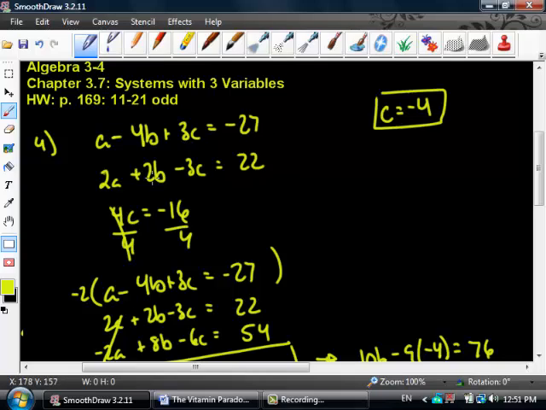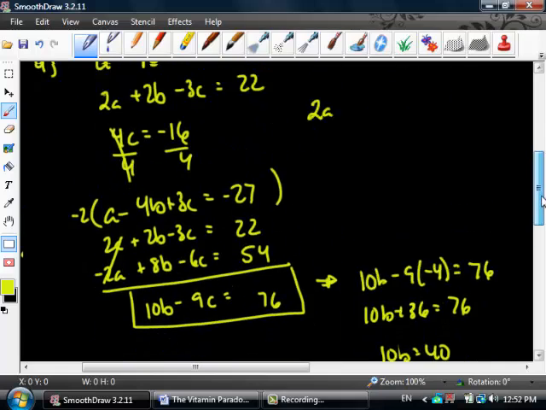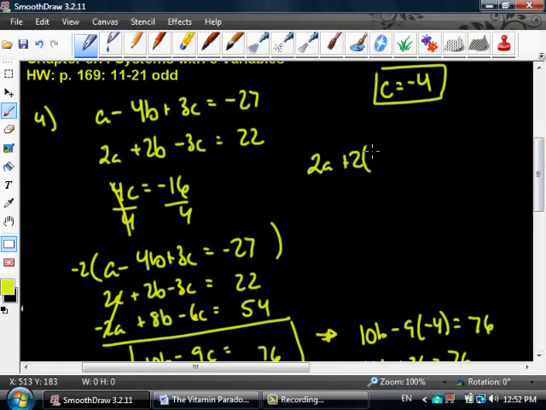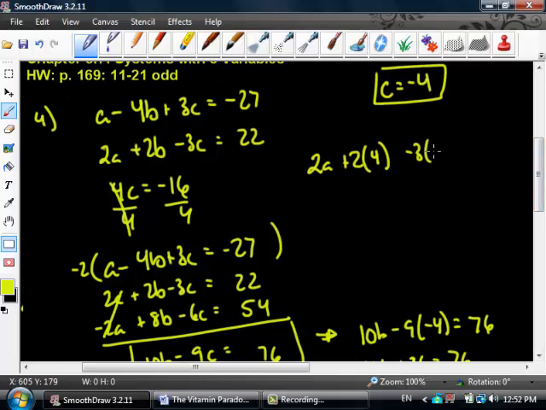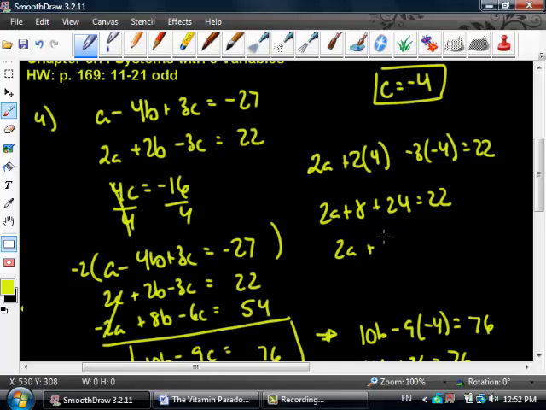Second one? Sure. If I choose that one, it looks like 2A. I'm solving for A, right? 2a plus 2 times 4 minus 3 times negative 4 equals 22. 2a plus 8 plus 24 equals 22. 2a plus 32 equals 22.